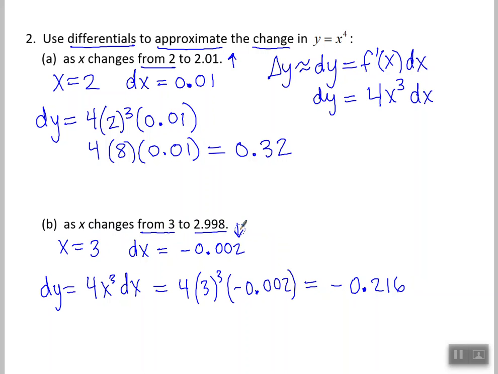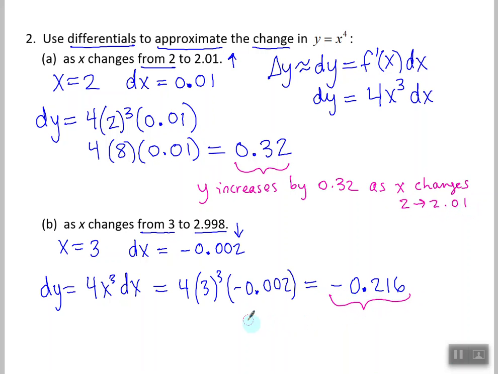Let's add those words to these answers. So this shows that y increases by 0.32 as x changes from 2 to 2.01, and this shows that y decreases by 0.216 as x changes from 3 to 2.998.